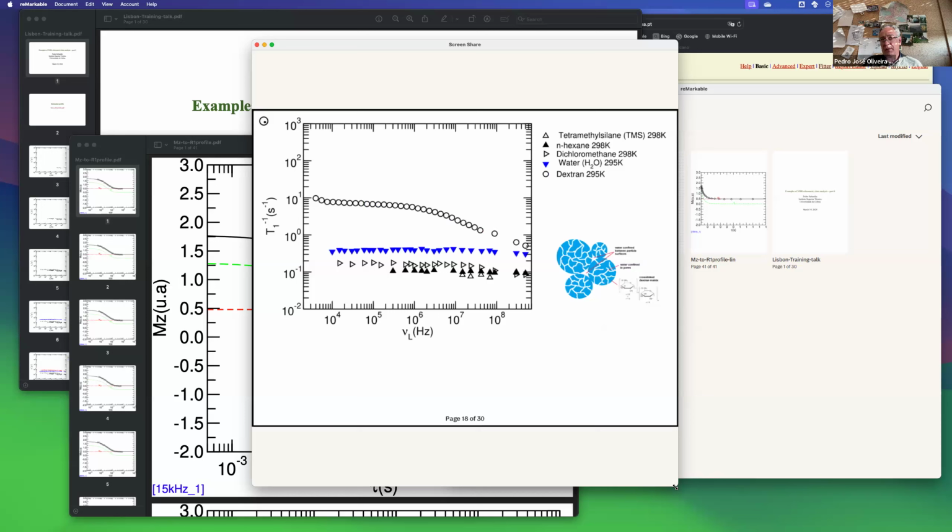Now, we go to a different type of systems. Let's go to water-based systems. And here I show some data of water in dextran. Dextran is some silica particles with sugar as well. Not silica particles, sorry, I apologize. With sugars, monosaccharides, disaccharides. I will not even try to explain what dextran is, but it's something made with sugars.